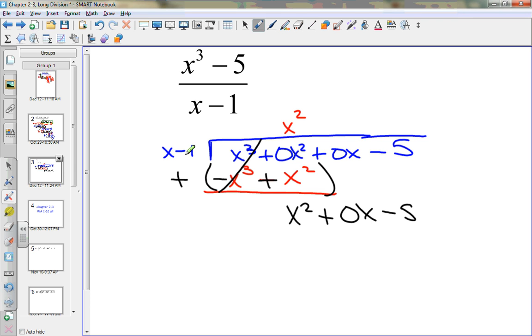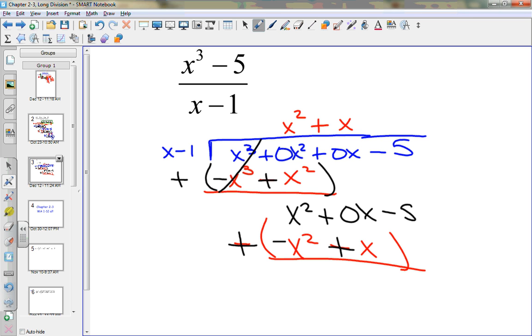What do I multiply x by to get x squared? I'm going to multiply it by x. So this is going to be an x here. I put it over the x placeholders, yes? So multiplying on the diagonal, x times x is x squared. X times negative 1 is going to be negative x. What do I do? I subtract. That changes the minus to plus. That changes to minus. This changes to plus. This cancels out. I'm left with x minus 5.